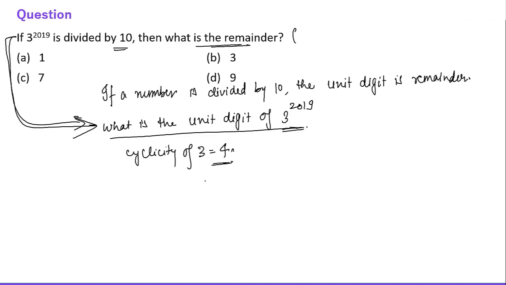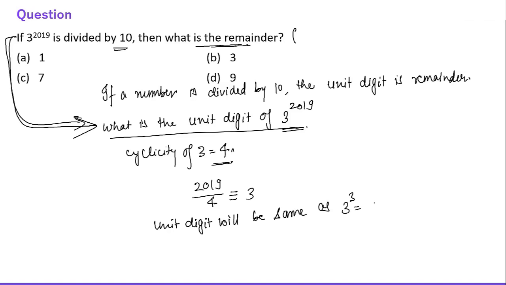All right. So 2019 will be divided by 4 and we will use the remainder. What is the remainder? The remainder is 3, right? So if the remainder is 3, then the unit digit will be the same as 3 raised to the power 3. That is 27. So the unit digit is 7.